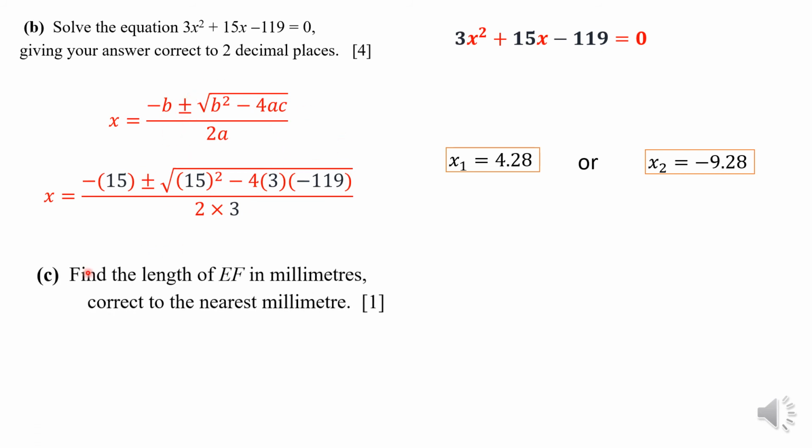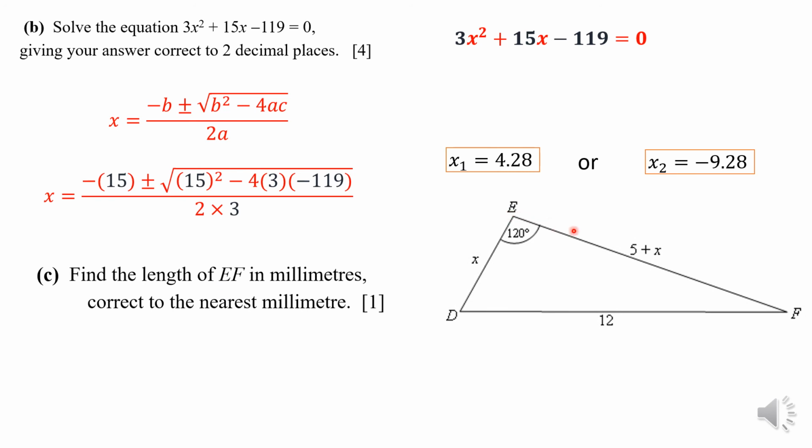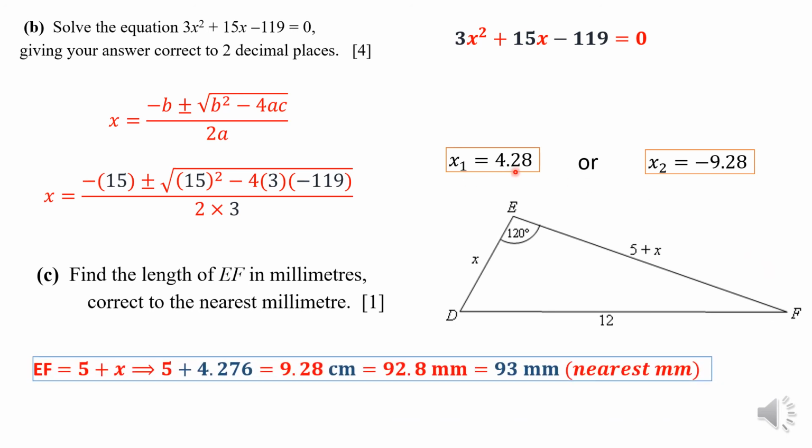Now, they are saying here we're supposed to find the length of EF. So let me bring that diagram in here. We're supposed to find the length of EF. Now, this measurement of negative 9.28 will not be applicable here, because if you punch this in for x, you're going to end up with a negative answer, and a distance cannot be negative. So the only viable one is the 4.28.